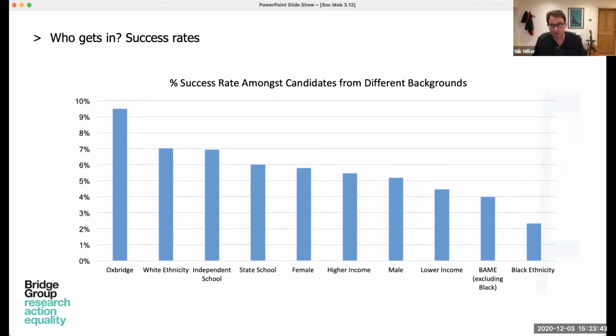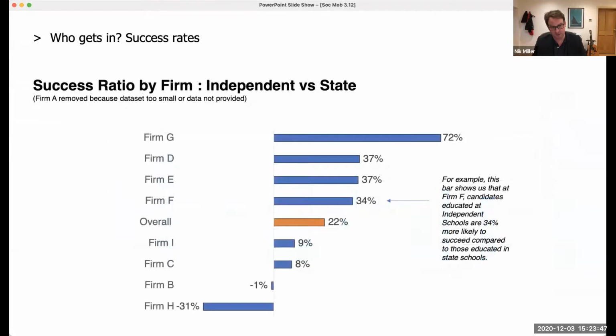And then final couple of slides. We do a lot of work on success ratios. This is a list of accountancy firms, and Access Accountancy have published these data, showing us the likelihood of being successful if you're from an independent school compared to being at a state school. So for example, it's showing us that at firm F, if you're from an independent school, you're 34% more likely to be successful compared to if you're from a state school.